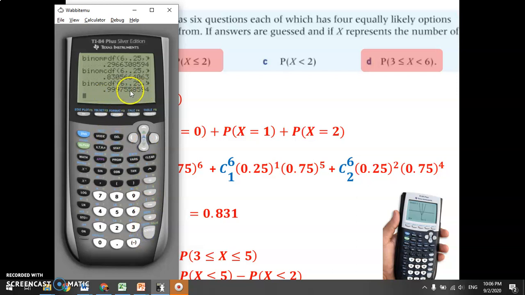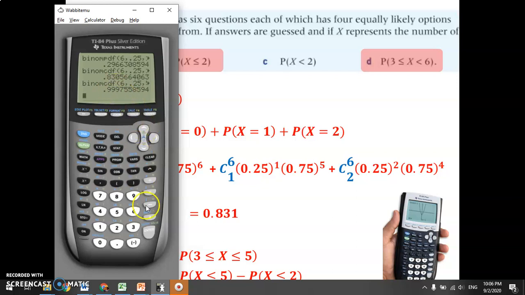That's the probability of getting 5 or under correct. Notice that's a really high probability. That's like a 99.9% chance. That makes sense. What's the chance you'll get 5 or under correct? That means what's the chance you'll get 5 correct, or 4, or 3, or 2, or 1, or 0? Well, that's a very high chance, because all that does not count is getting all 6 correct, which is super unlikely when you're guessing. So that makes sense.